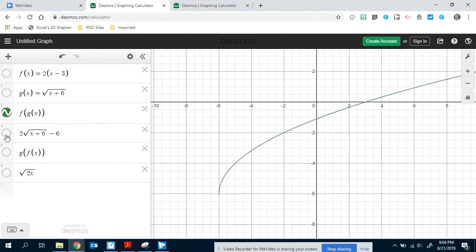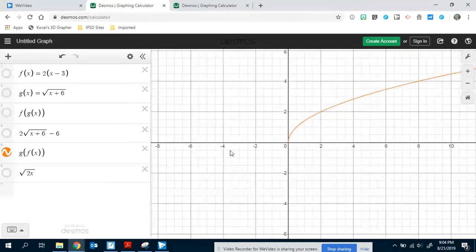If we take a look, sorry, I needed to show that it was 2 root x plus 6 minus 6. Now, if we take a look at g of f of x, that is square root of 2x. Notice they're the same. And notice that the boundary, the domain and range are both 0 to infinity. It stops at 0 for both the x and y values.